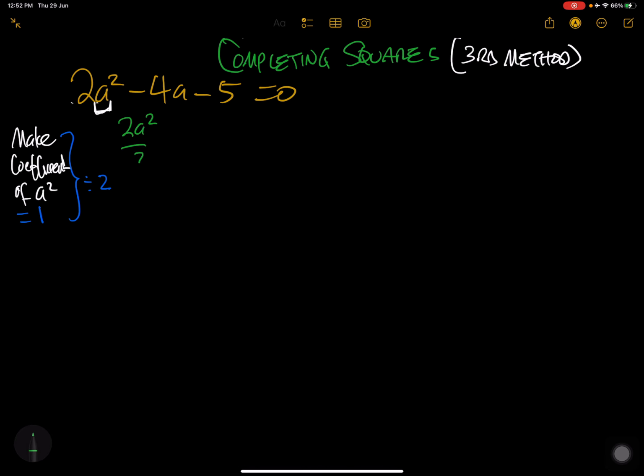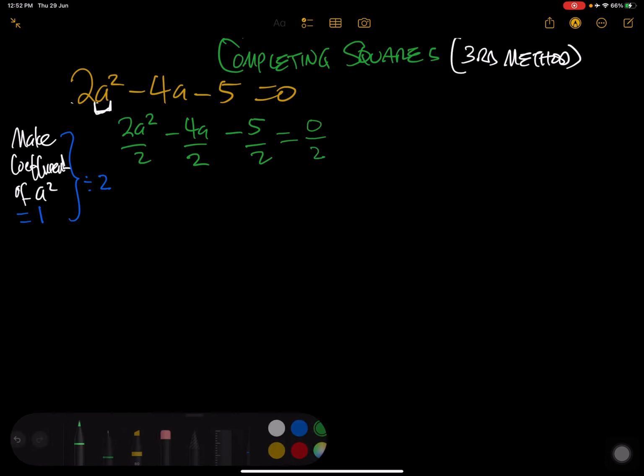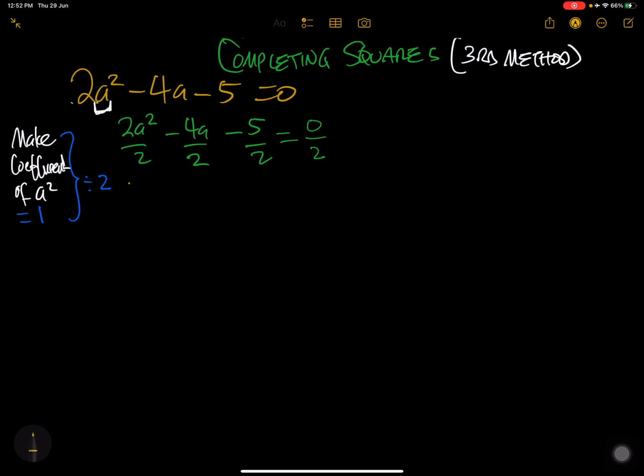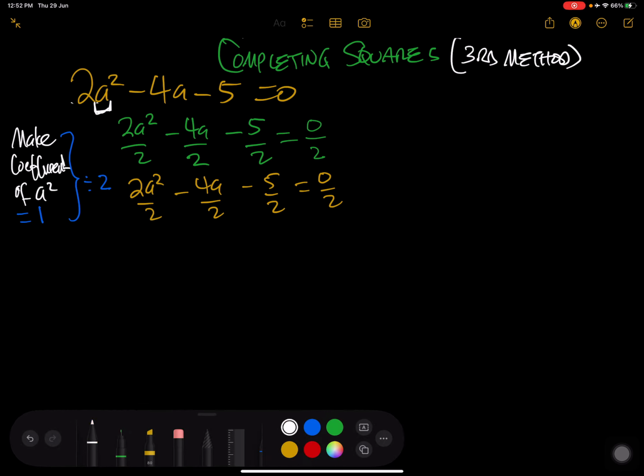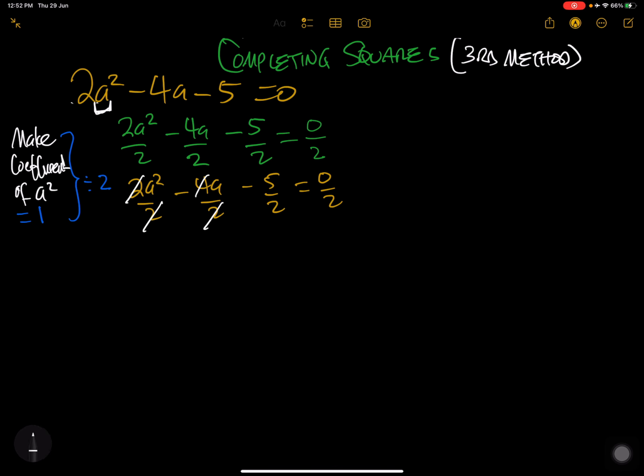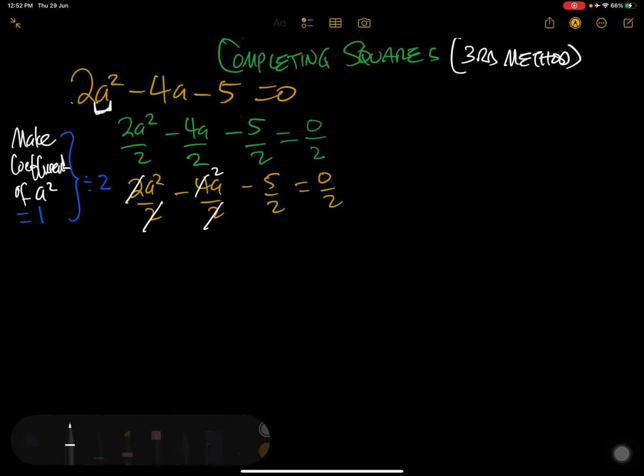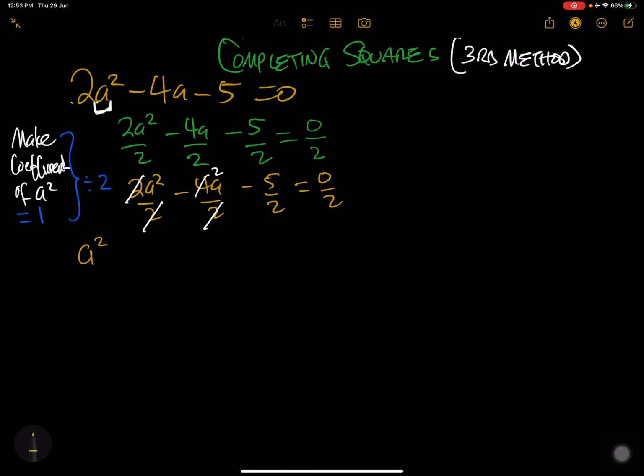So doing that, we're going to have 2a squared divided by 2 minus 4a divided by 2 minus 5 divided by 2. If the coefficient is negative 2, you divide by negative 2. We're going to have 0 divided by 2. So we end up getting 2a squared over 2 minus 4a over 2 minus 5 over 2 is equal to 0 over 2. And then we cancel, right? This cancels out. And then we end up getting a squared minus 2a minus 5 over 2, which is equal to 0.